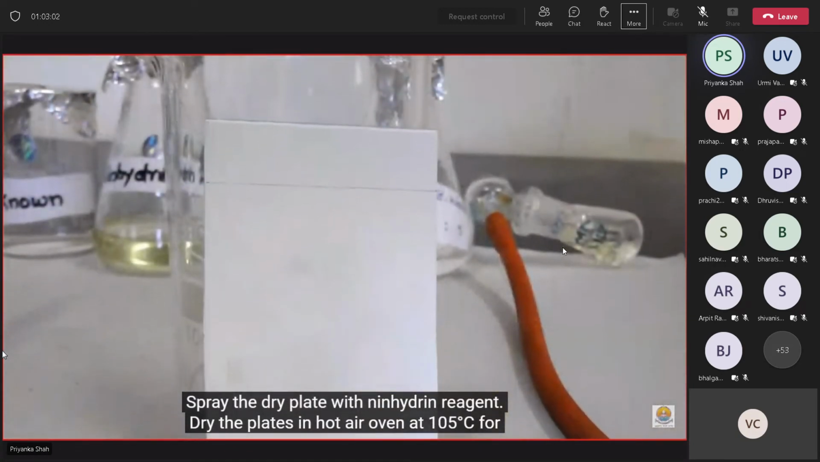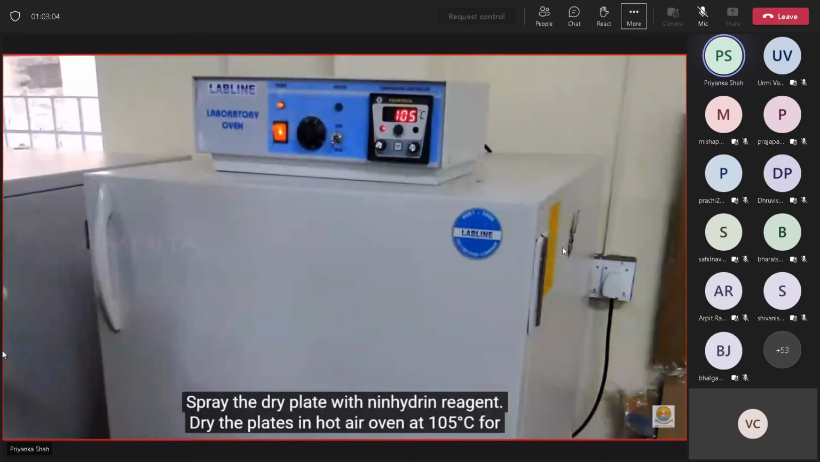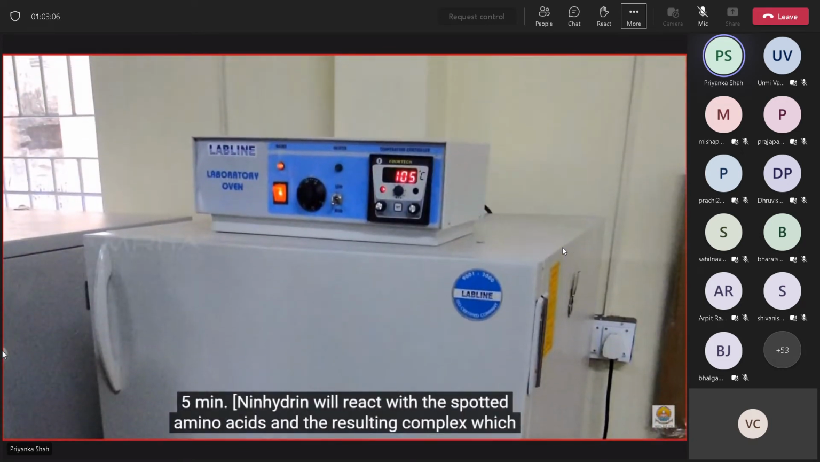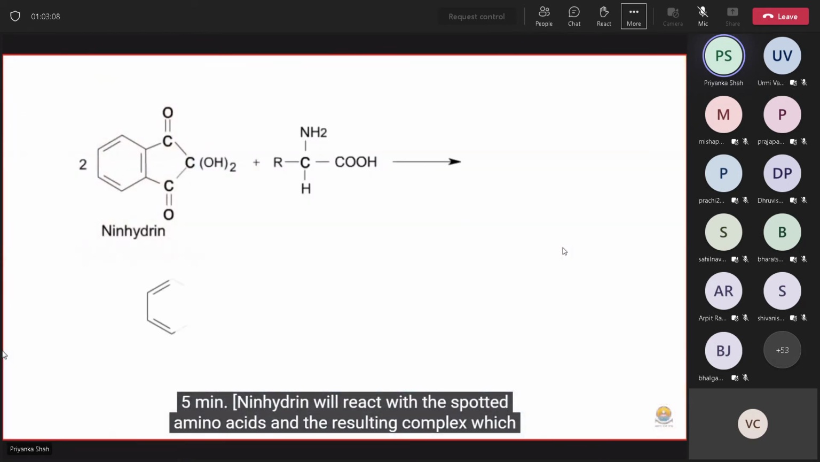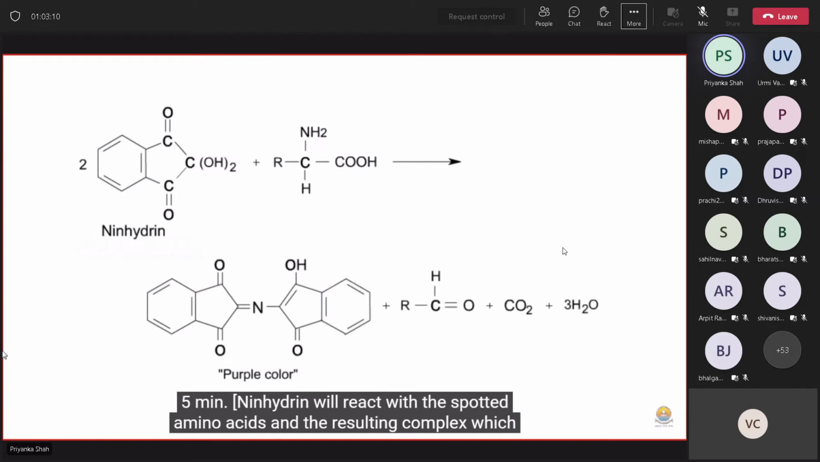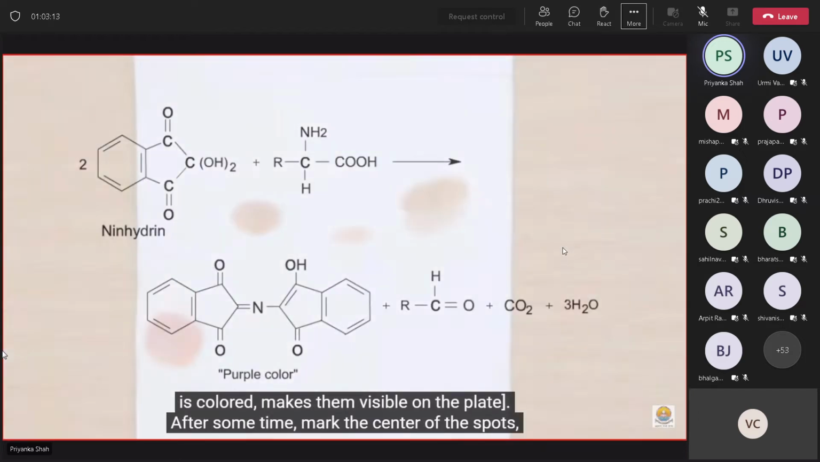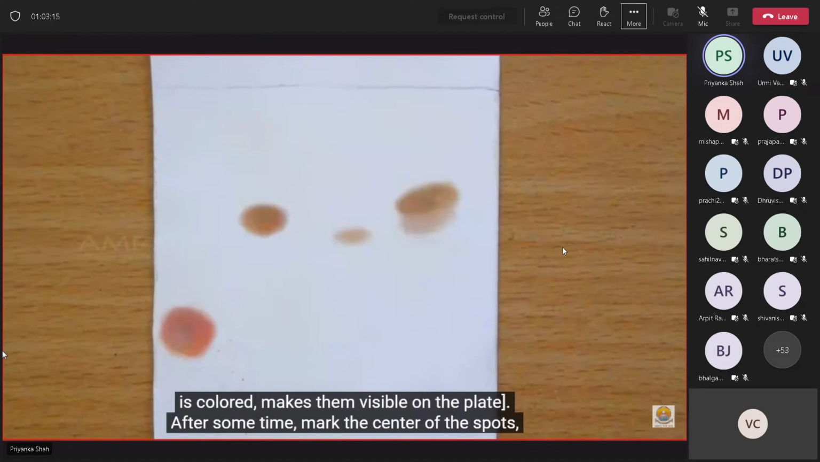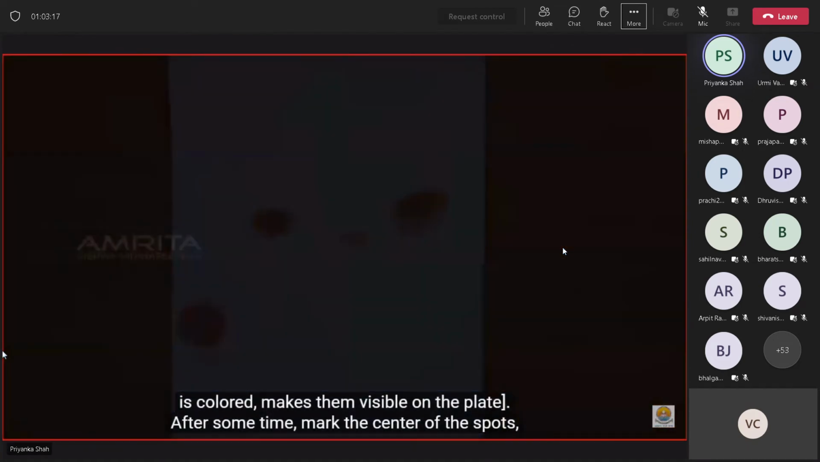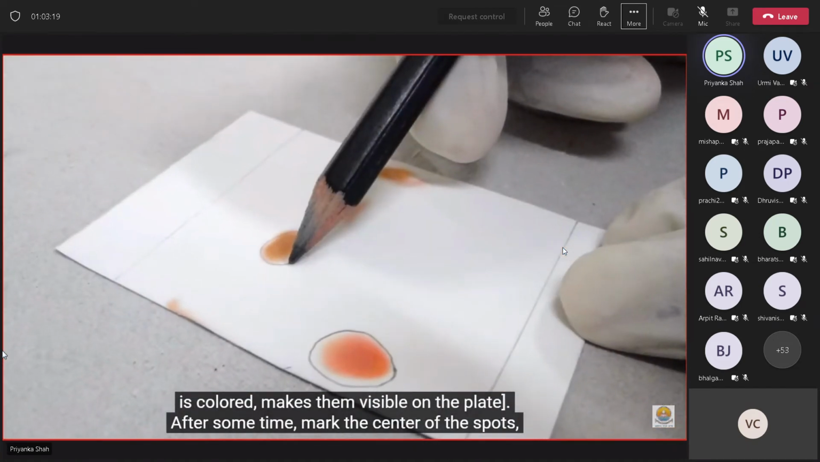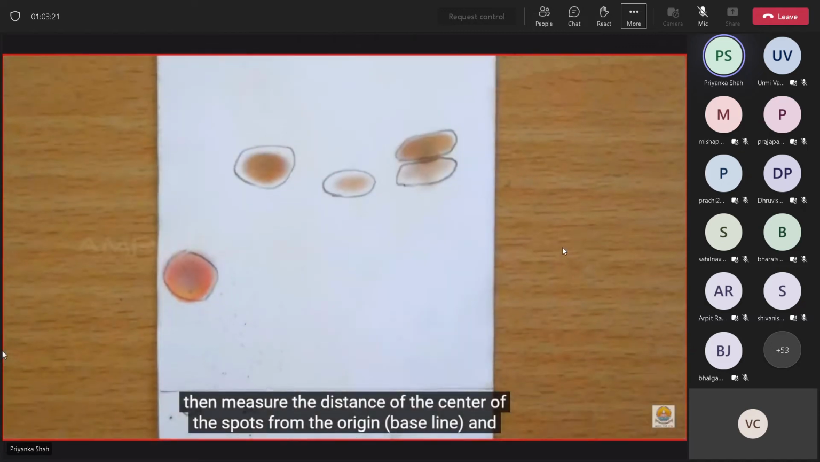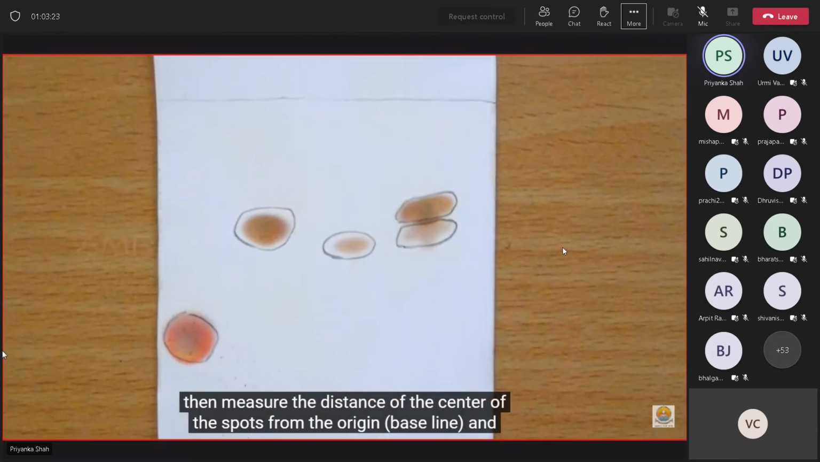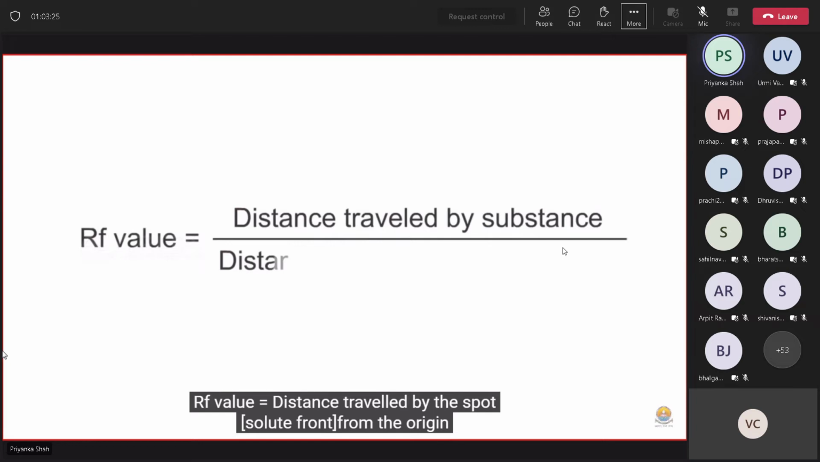Dry the plates in a hot air oven at 105 degrees Celsius for 5 minutes. Here, ninhydrin will react with the spotted amino acids and the resulting complex, which is colored, makes them visible on the plate. After some time, mark the center of the spots, then measure the distance of the center of the spots from the origin and calculate the Rf values.